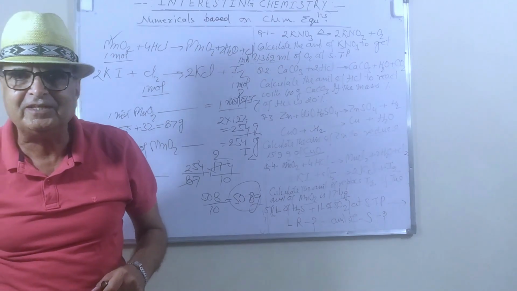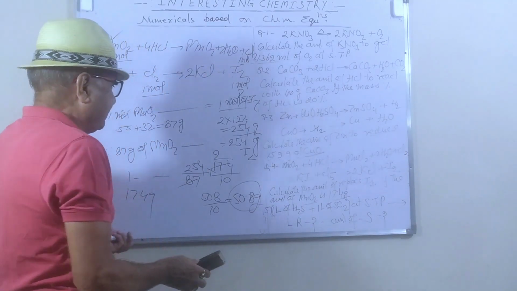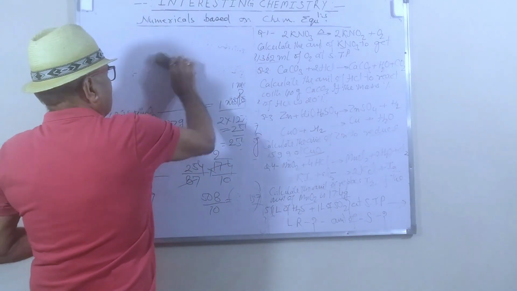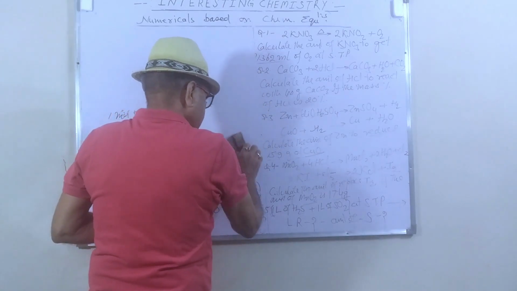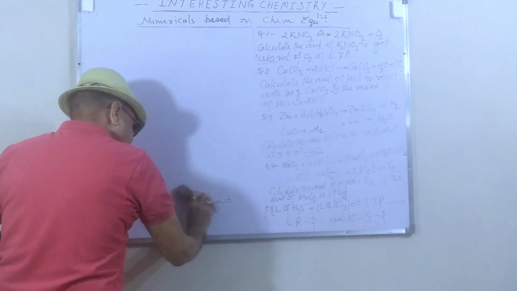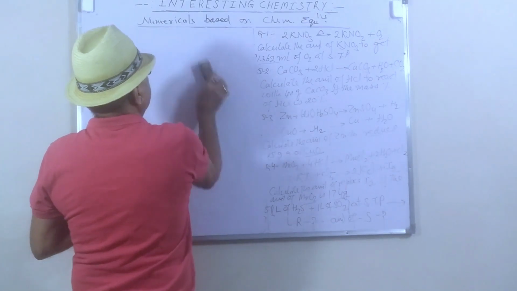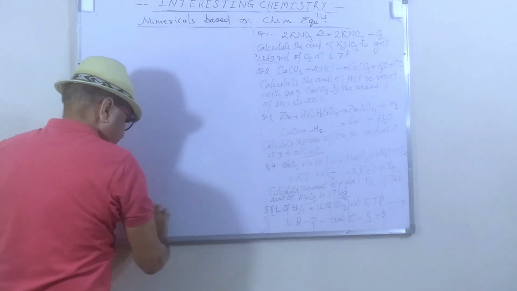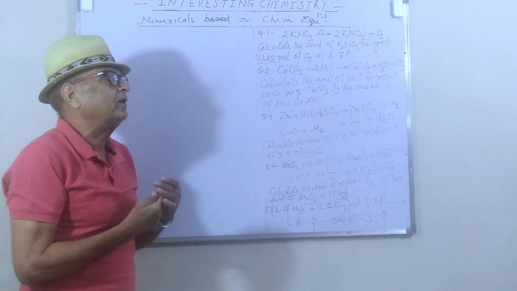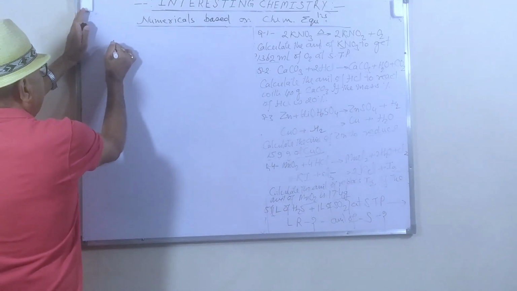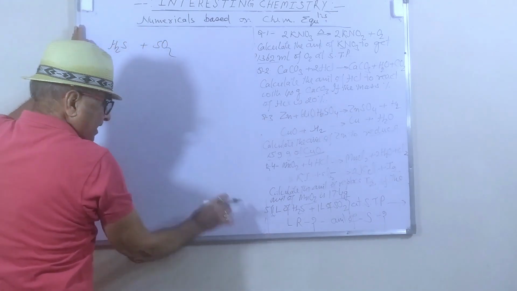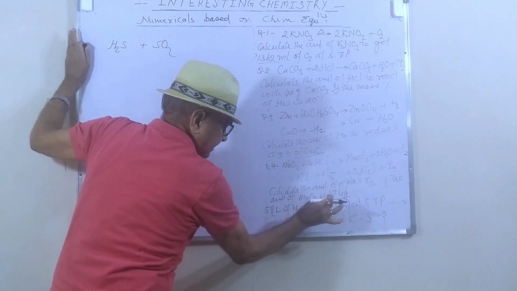Now I am coming to the last, the final question, that is the fifth question. In the fifth question, 1 liter of H2S and 1 liter of SO2 are taken at STP, the volume of both the gases is at STP. So here again H2S and this is SO2. The reaction between the H2S and SO2.